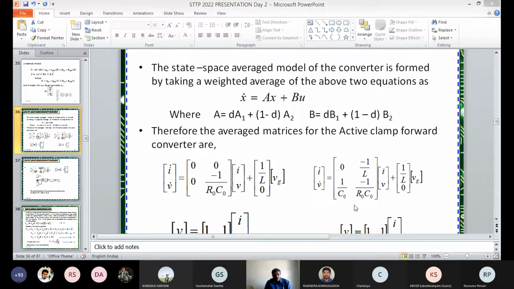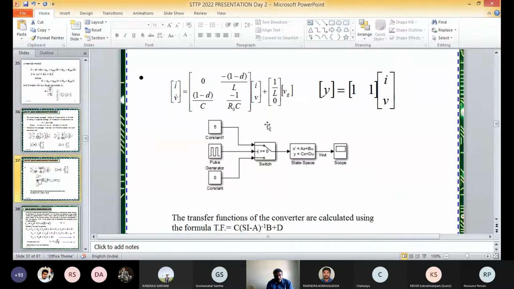So this is the state space formation for the Cuk converter. Here also, for the on state we write these equations, and for the off state we write these equations. Again, with the help of the state space averaging technique, d times of A1 plus 1 minus d times of A2, and for the B matrix, d times of B1 plus 1 minus d times of B2. We get the state model corresponding to the on state and the off state like this, and then again we average it with the duty cycle, and for that we get the state model like this.